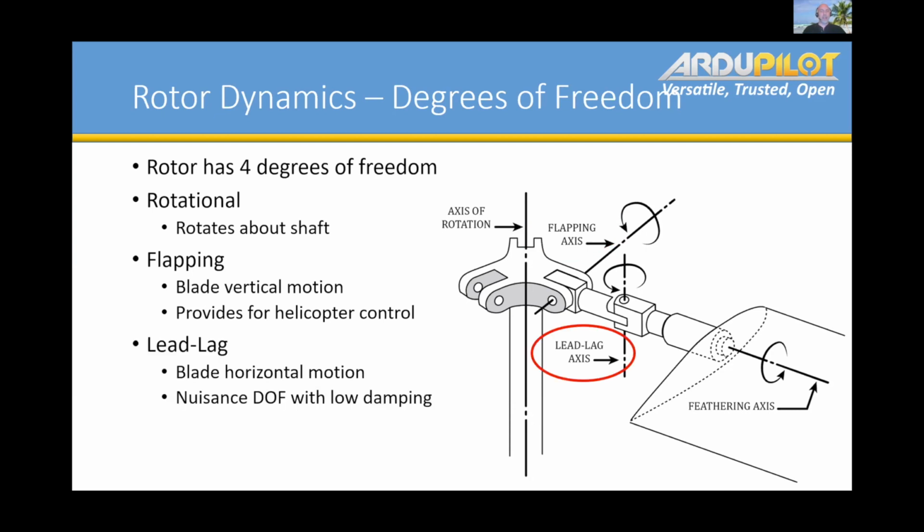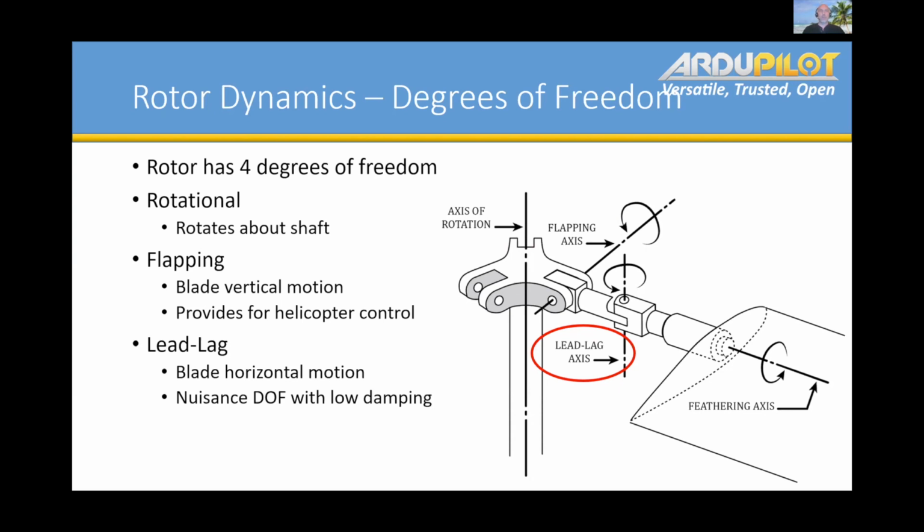Then there's the lead lag degree of freedom, which is this in-plane motion. I call it the horizontal motion, but it's in the plane of rotation. And this really is a nuisance mode, right? We require this degree of freedom only because the blades are flapping. You can think of it that when the blade flaps up, the CG of that blade gets closer to the center of rotation. Like an ice skater effect, when the ice skater pulls their arms in, they speed up, and that's the same thing happening here. Same idea, conservation of angular momentum. So as the blades flap up, they get closer to the center of rotation and they speed up.